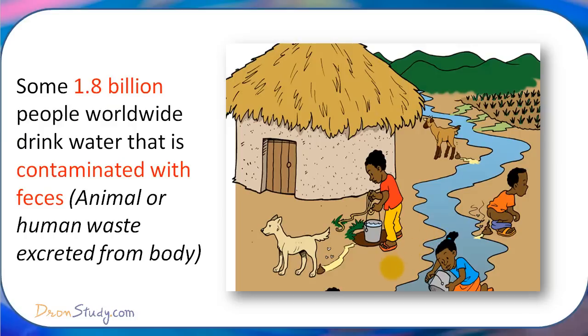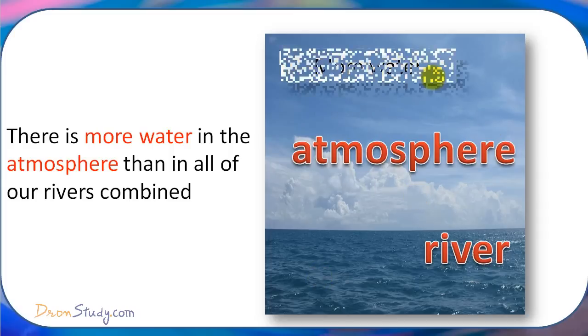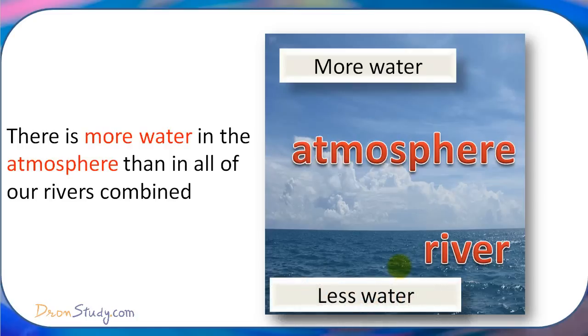So you must conserve water. This one is, there is more water in atmosphere than in all of the rivers combined. Here you can see in the picture the river. Here river represent जितनी भी हमारे अर्थ पर rivers हैं, उन सब का पानी अगर हम कंबाइन कर दें तो जितना एटमॉस्फेयर में पानी है वो ज्यादा है. It's more as compared to that of rivers. River has less water as compared to that of atmosphere.